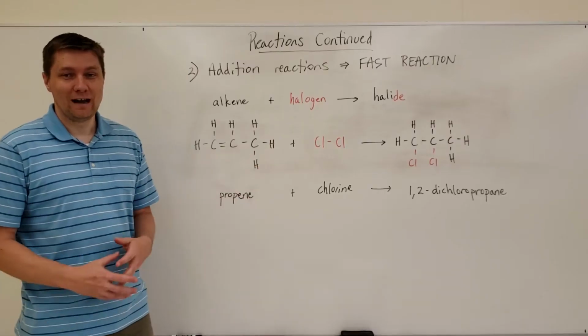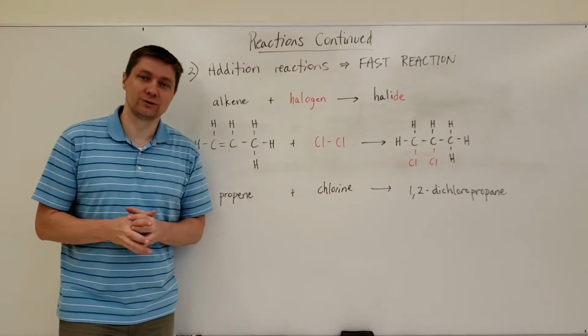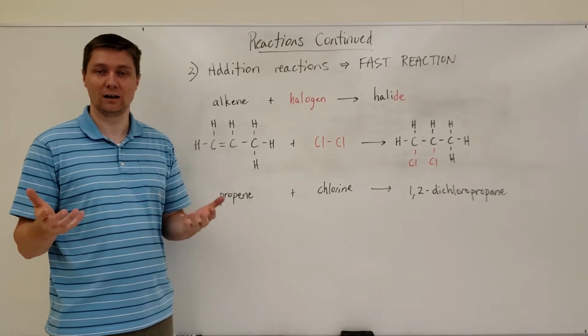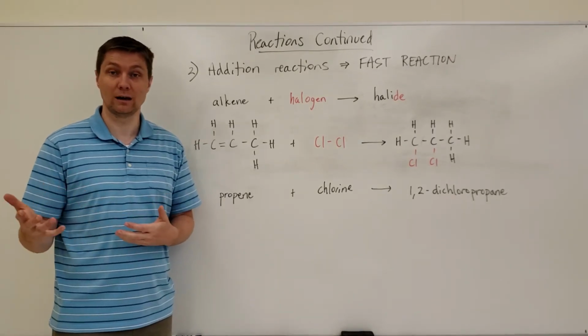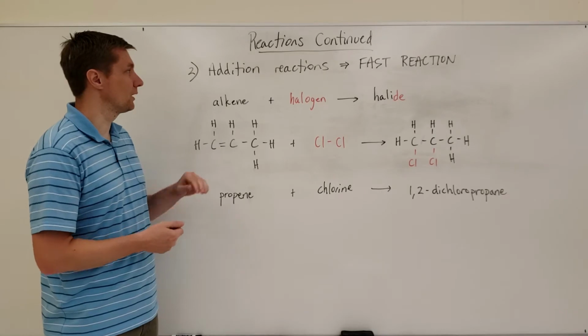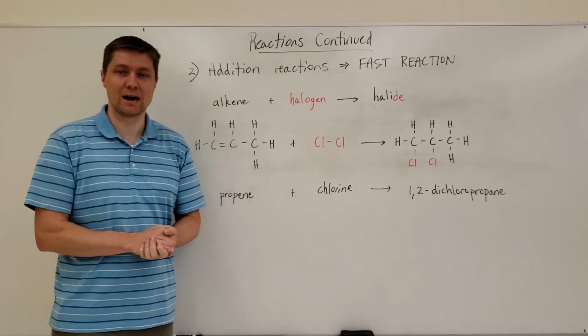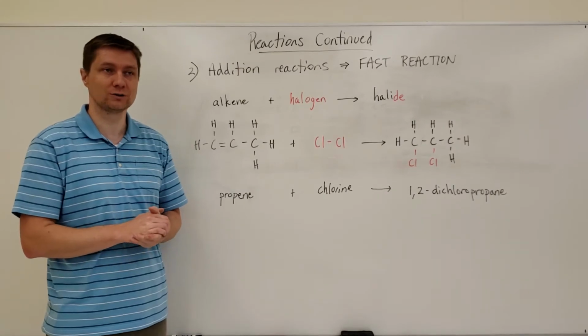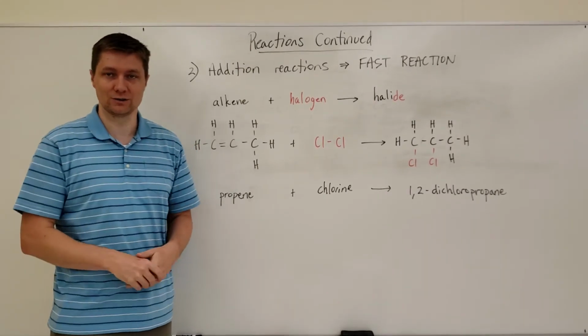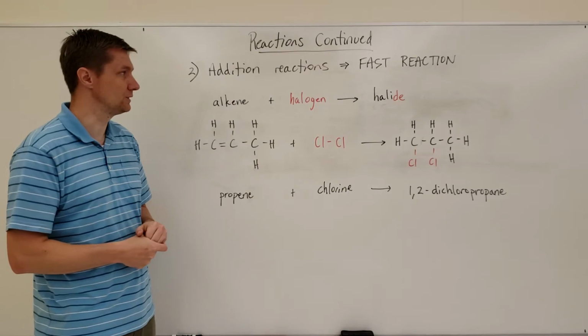So now that we've covered halides and how to name them, we're going to go through some chemical reactions that involve halides, or chemical reactions that will make halides. So the first one that we're going to cover is what's called an addition reaction. And you can just add these to your reaction page that you should have in your notes so that you can keep all of your chemical reactions in one spot and be able to review them easily.